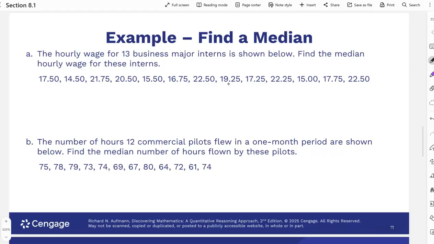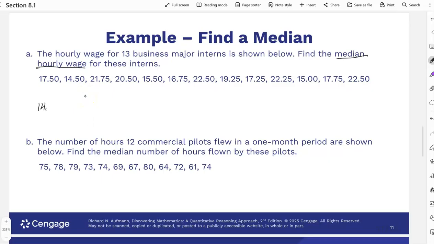Let's look at a few more examples. We want to find the hourly wage for 13 business major interns shown below. We want to find the median of these. So we need to put these numbers in order from smallest to biggest.